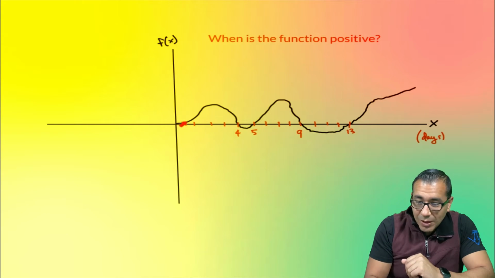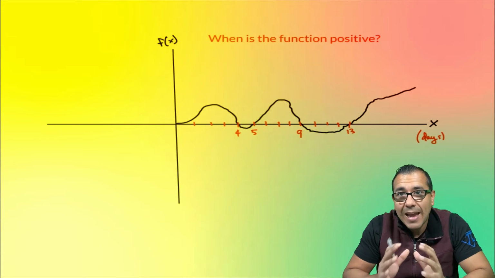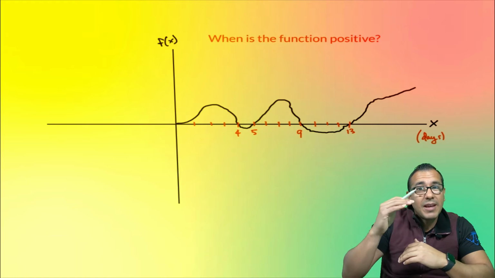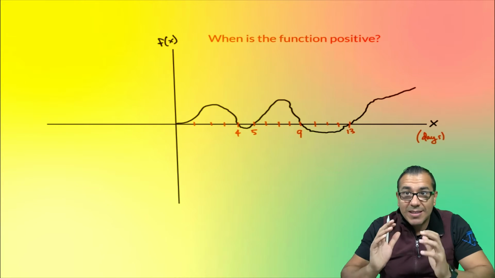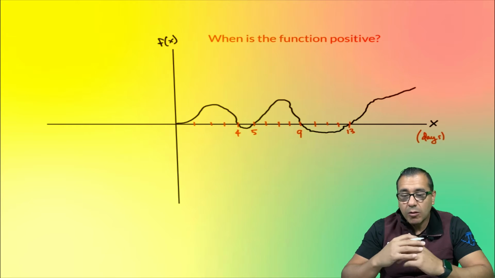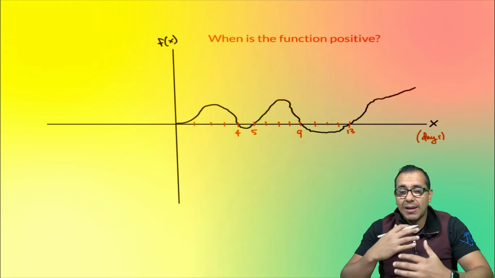So one thing we're going to be looking at is, when is it above the x-axis? And when we're looking at these inequalities, that's exactly what we're looking at. When is it above the x-axis? When is it below the x-axis? When is it zero? When is that height zero? What does that height represent? It's important that you understand all these questions.